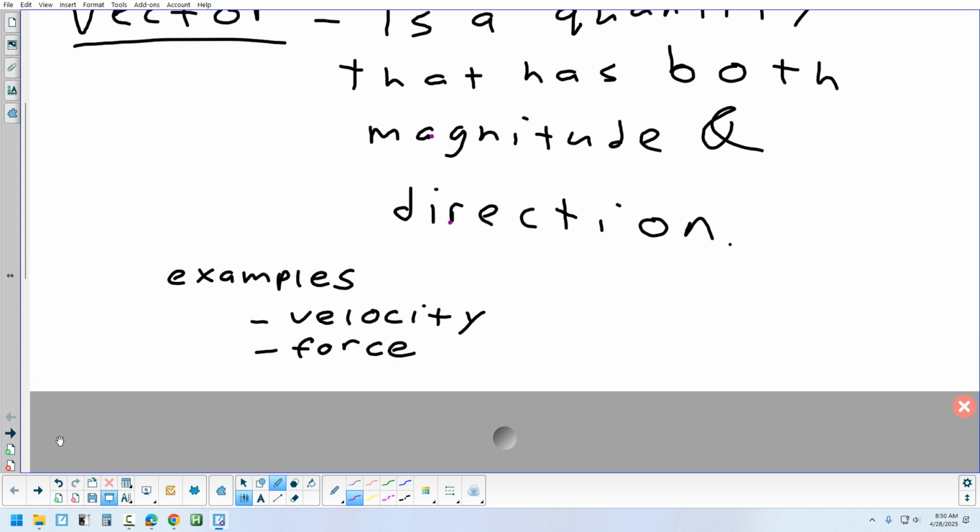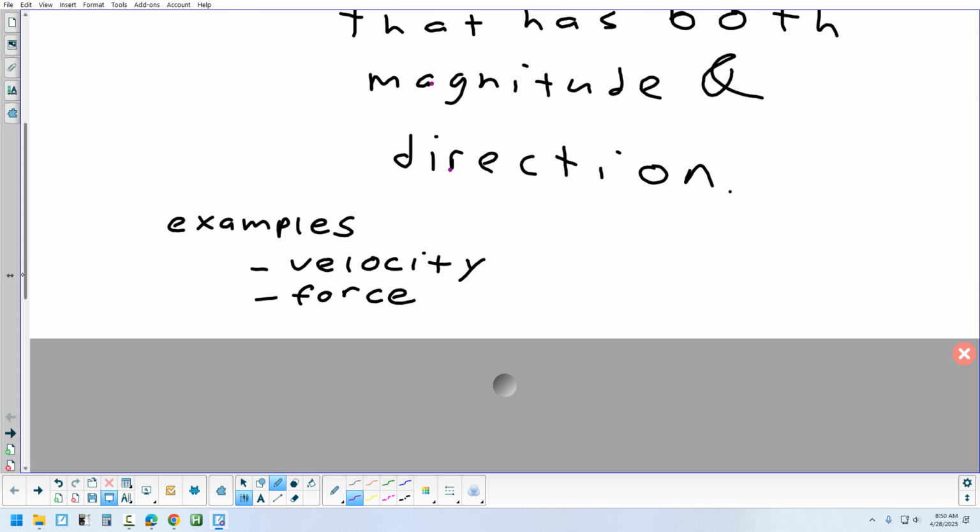Okay, another example is force. So when you exert force on something, like if I was pushing on this board, if you wanted to describe how you were pushing on it, you're going to tell me two things. How hard are you pushing, and in what direction? There's a difference between pushing to the right and then pulling to the left. Those are the main two examples that we're going to focus on. If you had discrete, or if you've taken physics, you probably do a lot more applications than we do.